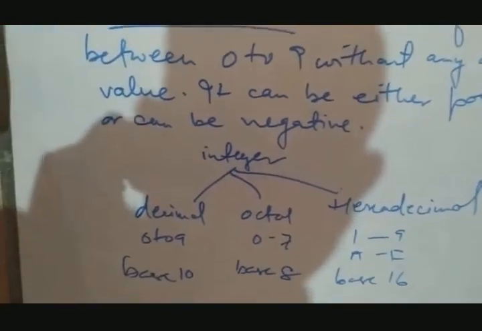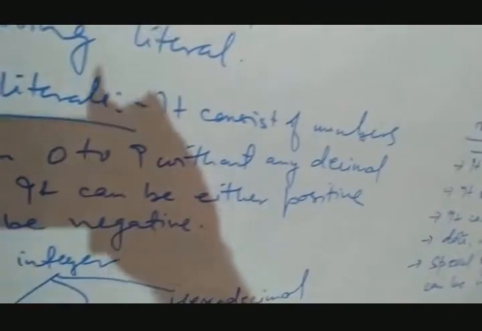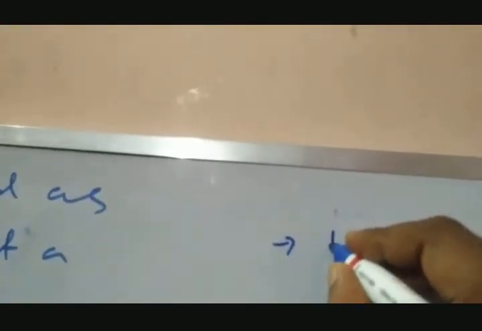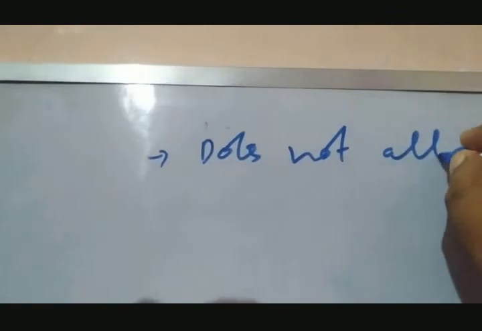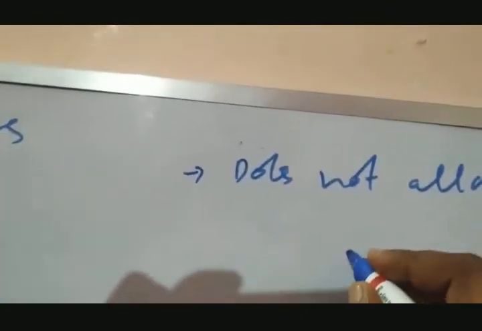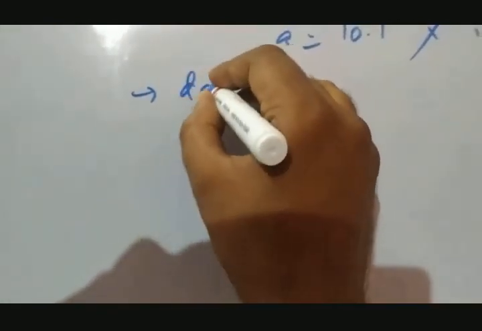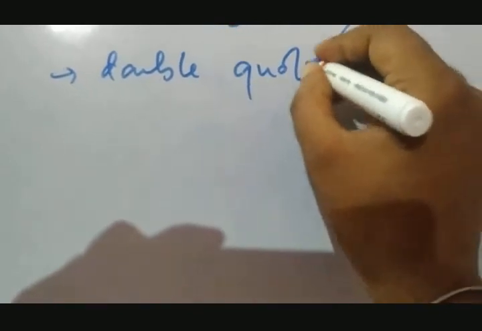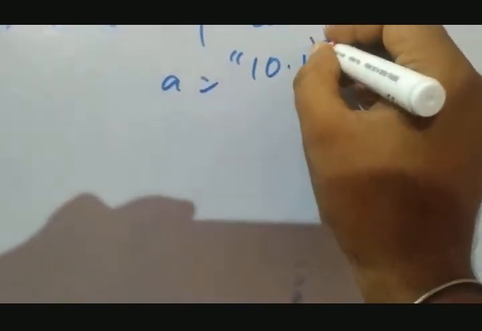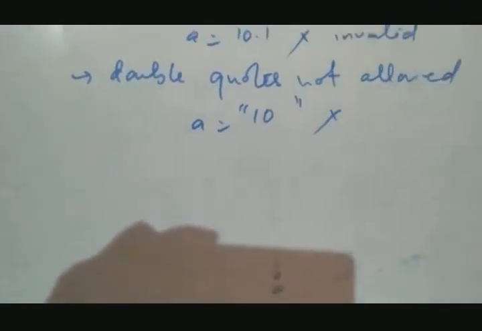Are you getting it? So what things should you remember while using a literal? First thing, as we know, dots are not allowed. That means if you are writing a equals to 10.1, it's invalid. Now double quotes are not allowed. A equals to "10.1" or let it be "10", not allowed.